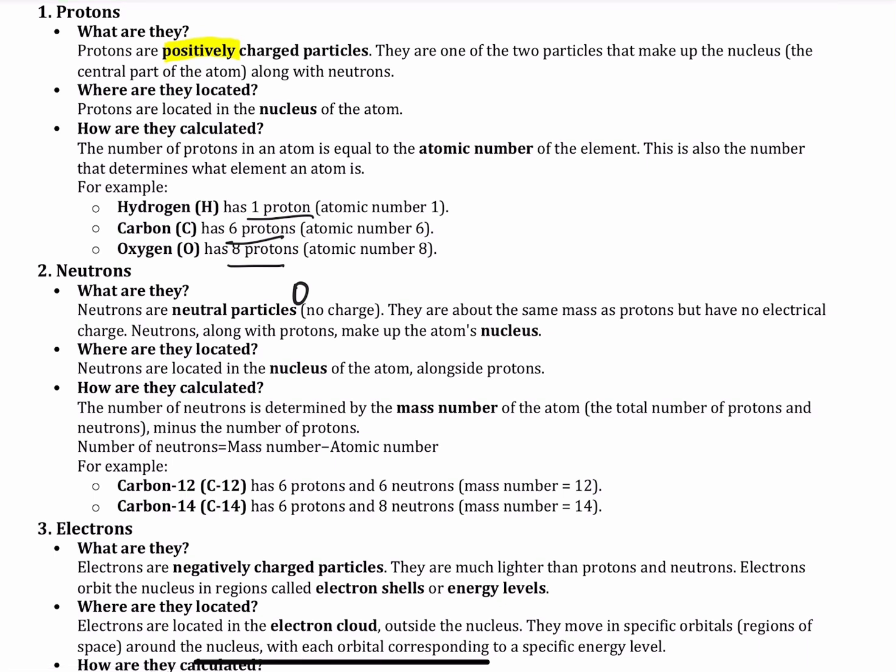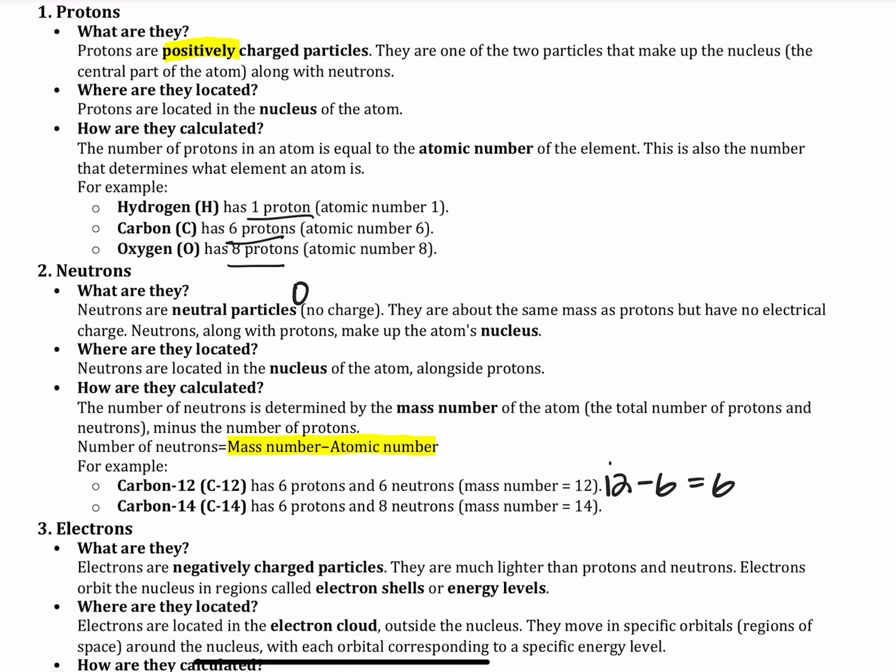But the question is, how are they calculated? The number of neutrons is determined by the mass number of an atom. So what you do to calculate the neutron is you subtract the atomic number from the mass number. So let's go ahead and look at an example. The example we have here first is carbon with a mass number of 12. Since the mass number is 12, 12 minus 6 is 6.